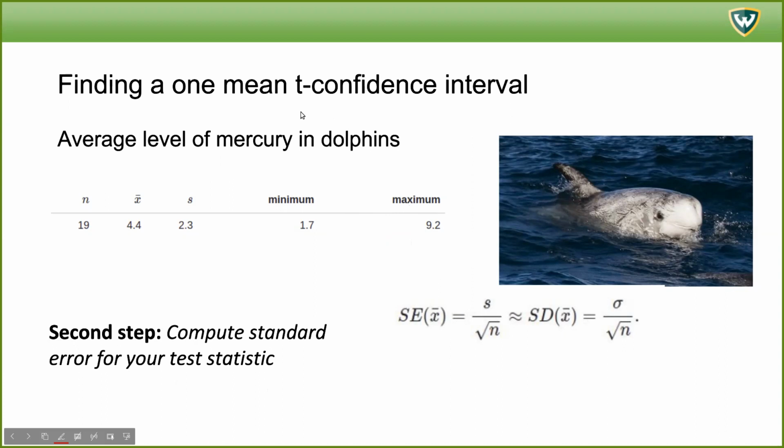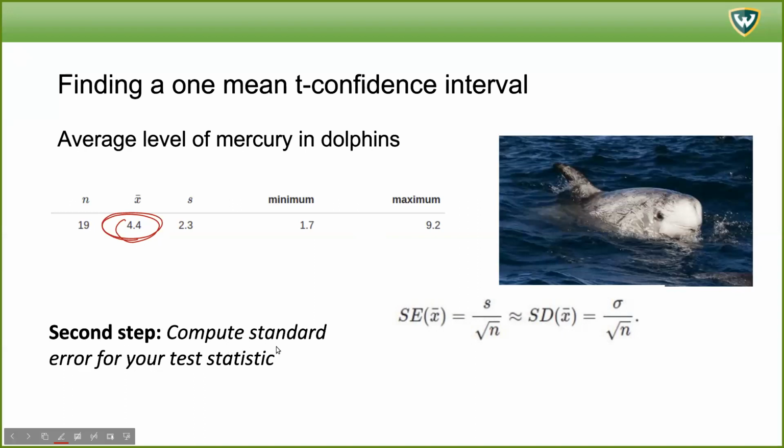And once again, what are we trying to do? We're trying to get this confidence interval. So we already have the average level of mercury in the dolphins, but we're not done yet. We need to address the question: what is the range of values that we could expect, given the values that we have from this sample? We know that the average is 4.4, but what is the confidence interval? Like, should we expect it to be between 3.5 and 5.5 and so on? So that's what we're doing here.